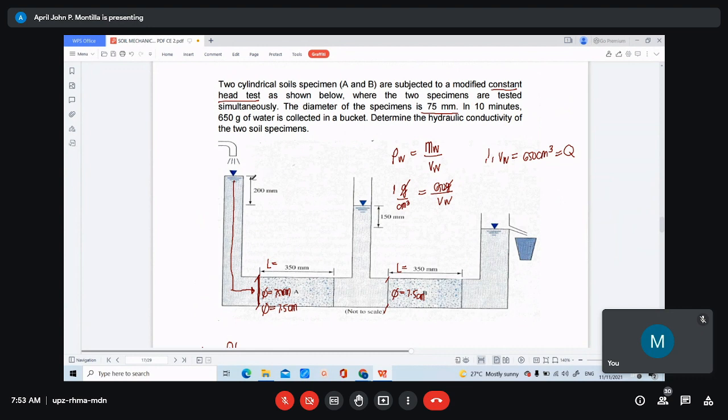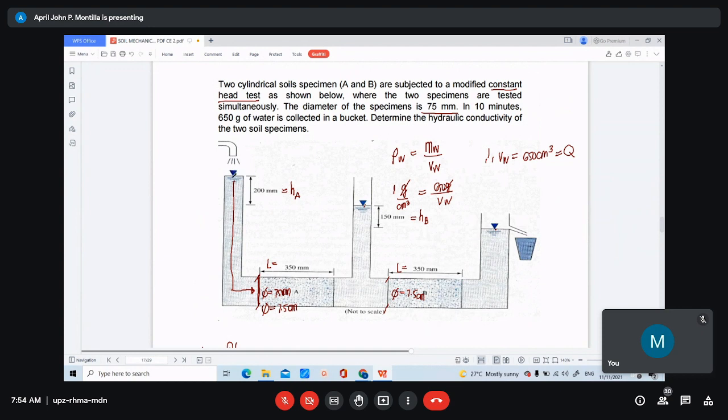And then, titingnan natin yung energy head sa mga piezometers na yan. Merong difference sa energy head. Tama? So, yung difference na yun yung head losses natin. And that is the head loss of soil A. Kasi nga, kinonsider lang natin dulo-dulo ng soil natin. For soil B, ito yung head loss niya. Dahil ito yung i-consider mong piezometer, which is attached at the ends of this soil B.